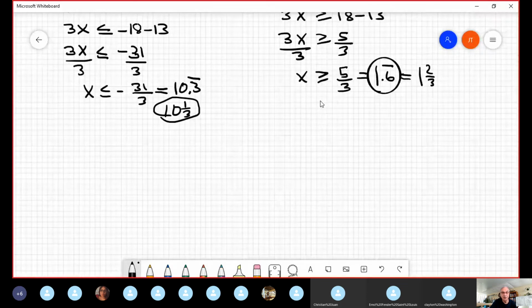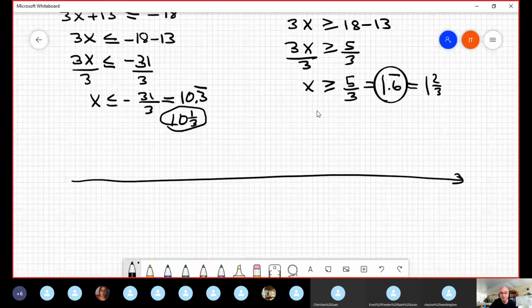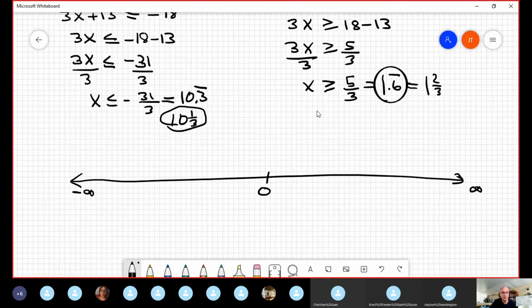Okay, now I represent it graphically. This is my line, from negative infinity to infinity. Suppose 0 in the middle. 10 point something is here. Suppose, hypothetical. In this case, less than or equal. Less than or equal is represented by a bracket. And you highlight that part because it's less than.